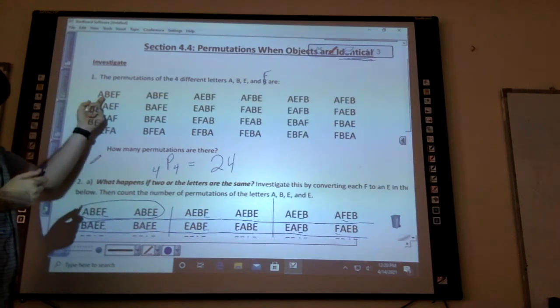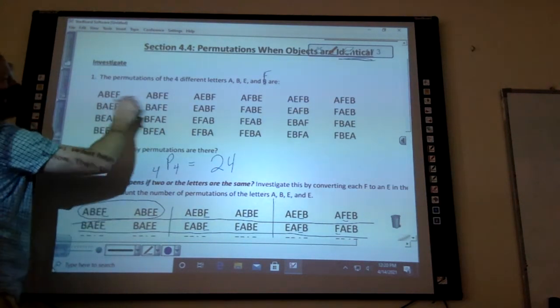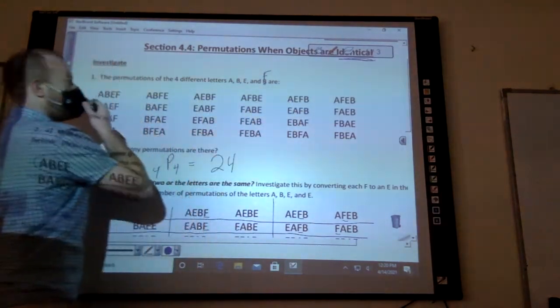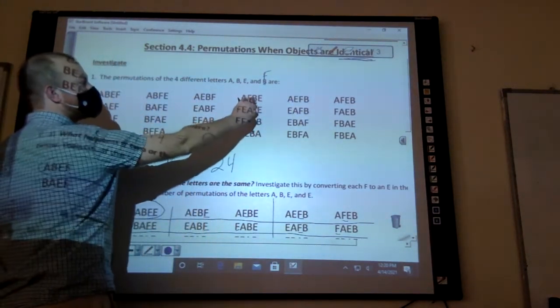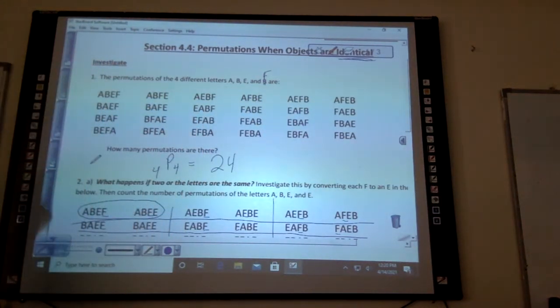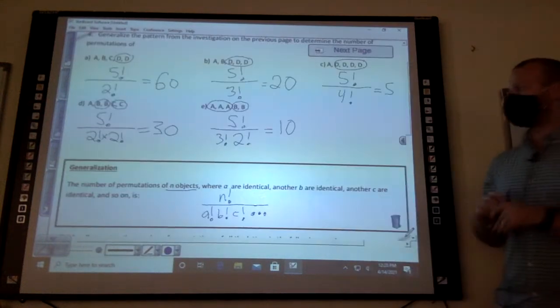No. AB first, AB, then you switch the next two. Then you can have AE, where you have BF first, then FB. And then you have AF first, where you have BE, and then you switch those. It's 6 options per first letter. It does work. You can try it and put them all out, but it does work.